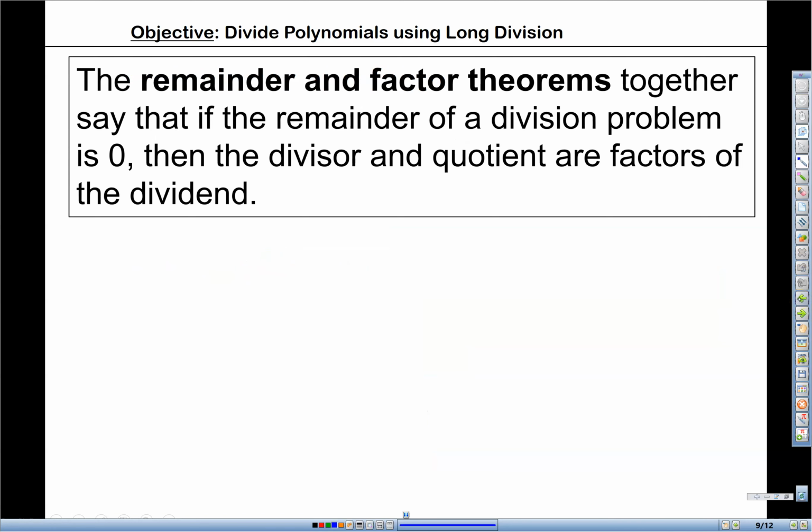All right, now in addition to just basic division, we're going to learn a way that we can use long division to help us with understanding polynomials a little bit better. So we have a couple of math theorems here.